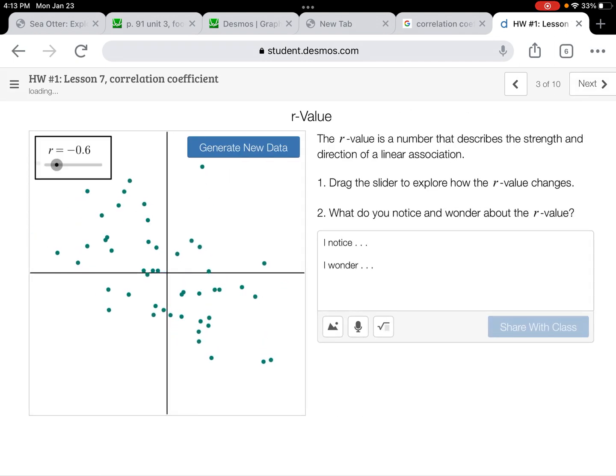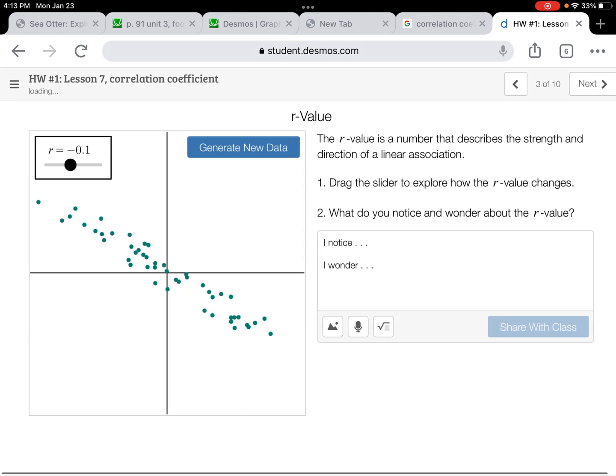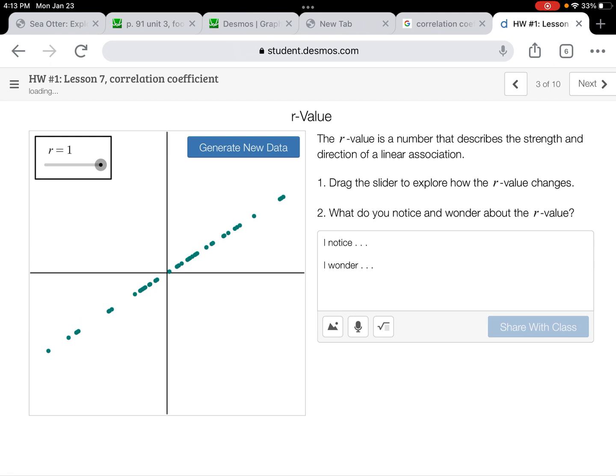And then finally you had this nice slide where you're able to adjust what's called the R value. So the R value is a number that describes both the strength and the direction of a linear association. It's what's called the correlation coefficient. So if we put it all the way at -1, we see points exactly in a line with a negative slope of the line of best fit. If we move it all the way to +1, we see points exactly in a line with a positive slope.